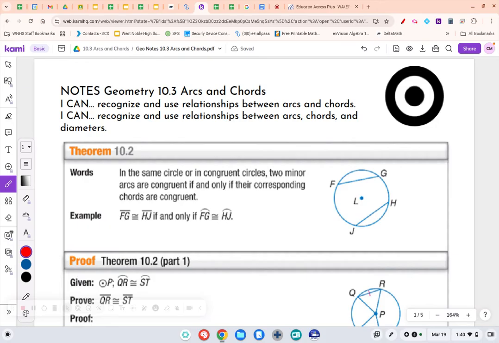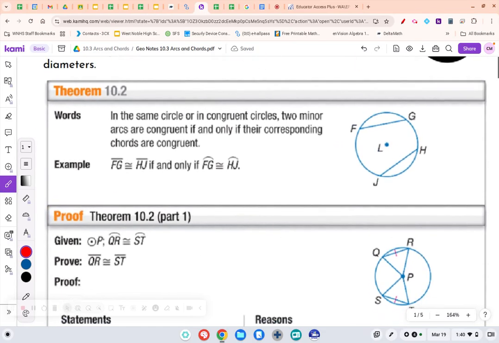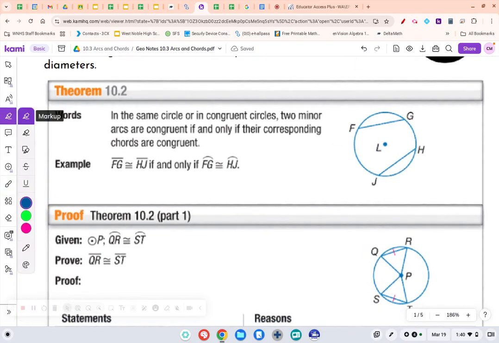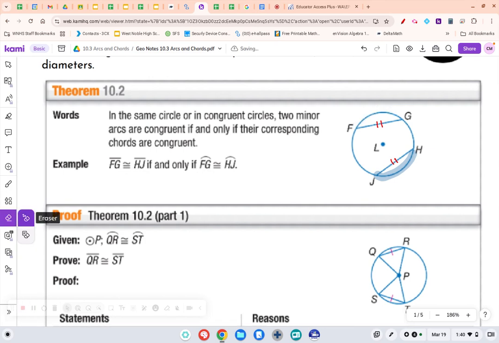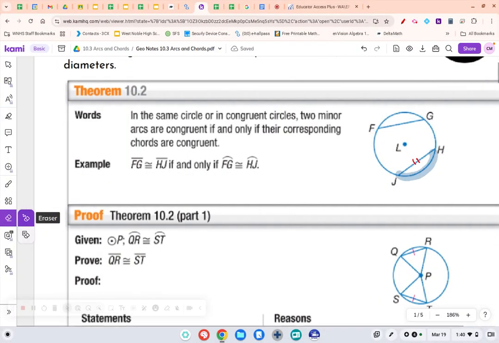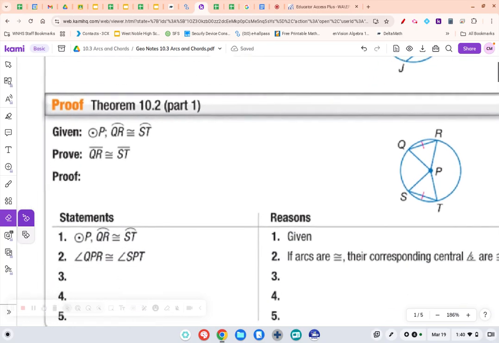So we're starting out with a theorem here, Theorem 10.2. This says in the same circle or in congruent circles, two minor arcs are congruent if and only if their corresponding chords are congruent. So this is saying if our two arcs are congruent, we know the chords have to be congruent. We know the opposite is true. If you know the chords are congruent, we know the arcs are congruent. So it works both ways.